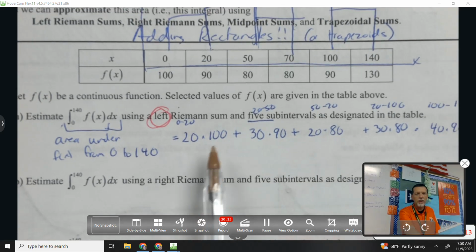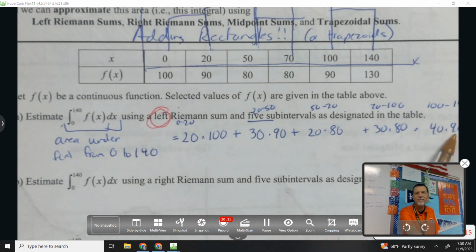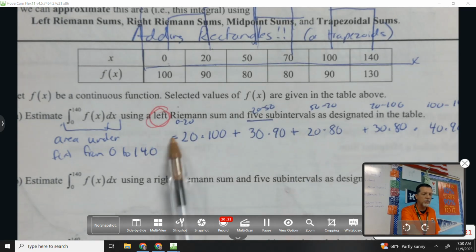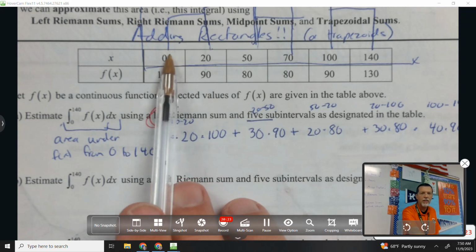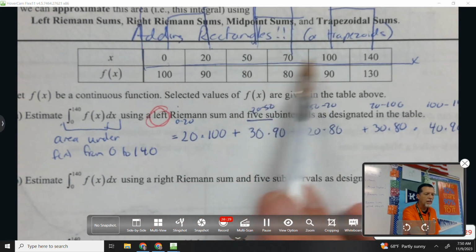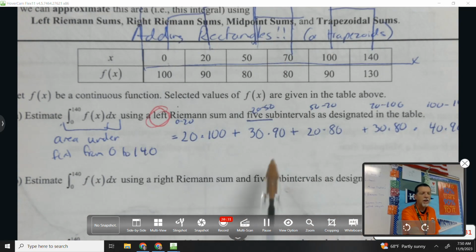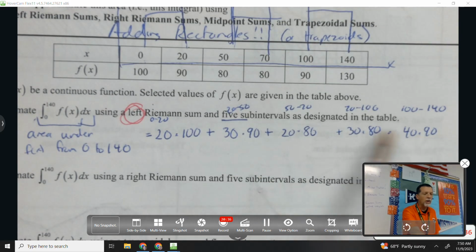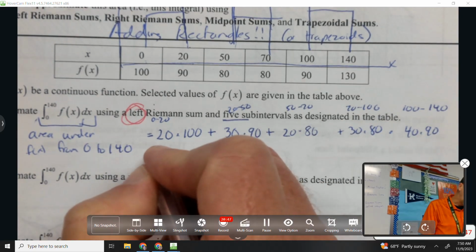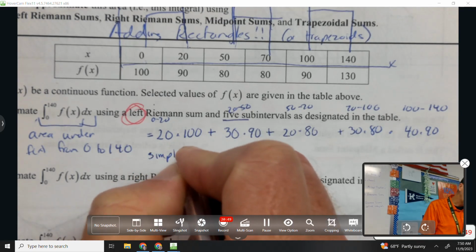AP College Board, they need to see this stuff written out. Once you've done some of these, you'd be able to just type them in your calculator, because you'll be like, okay, it's 20 times 100, it's 30 times 90, 20 times 80. But the AP grader, me included, I need to see that you understand what you're doing, that you're multiplying a width times a height, the width times a height, the width times a height. In fact, it's probably better to leave it like that and only simplify for multiple choice.